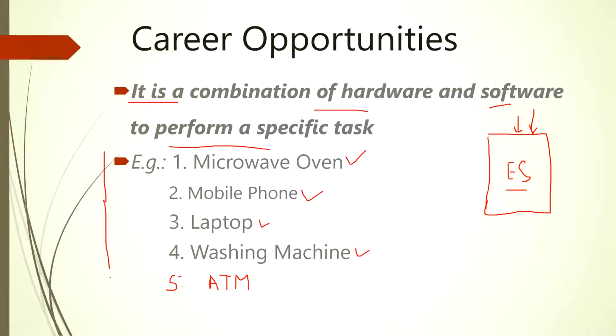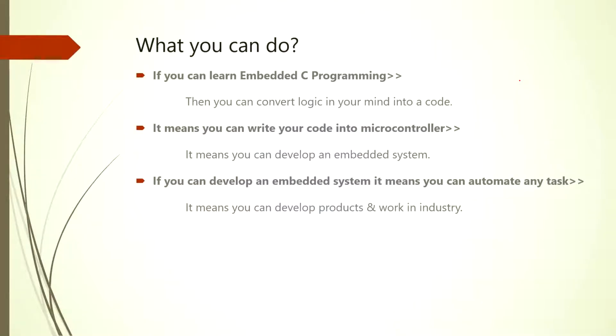So what is the similarity in this? The similarity is that they have their own hardware, and they have their own software. So that's why they have been considered as embedded systems. Like this there are many examples. Whatever electronic device you look at now is nothing but an embedded system. So there should be some career opportunities in that. In the next slide, we'll discuss what you can do.